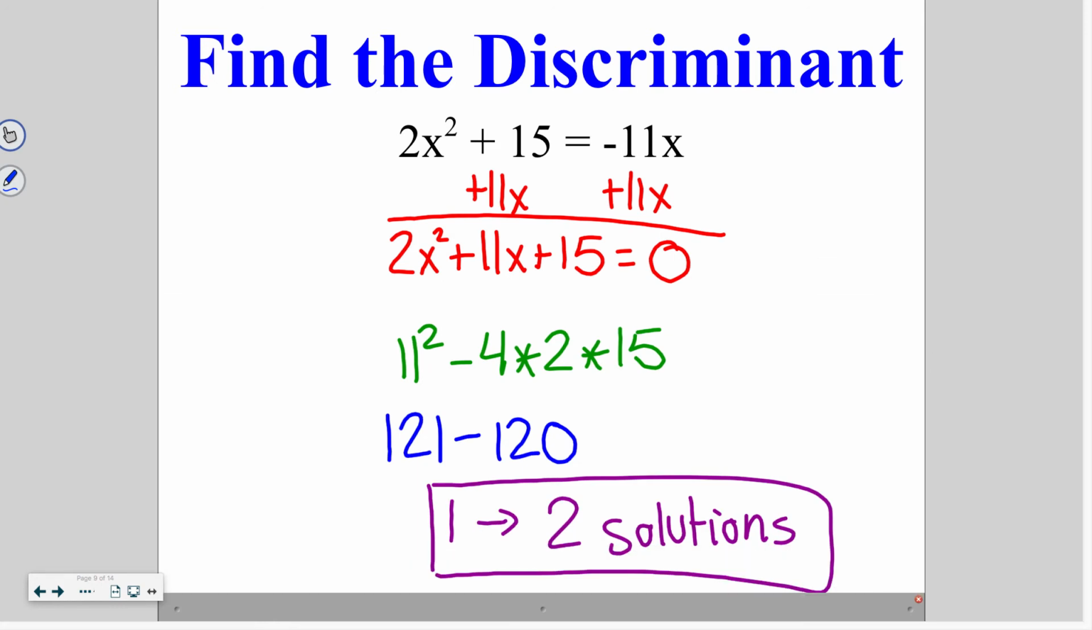We have to add 11x to both sides, making sure that that ends up in the middle because that is your b value. So we're going to take 11 squared minus 4 times 2 times 15, 121 minus 120. The answer is 1, which leads us to conclude that there are 2 solutions to this problem.